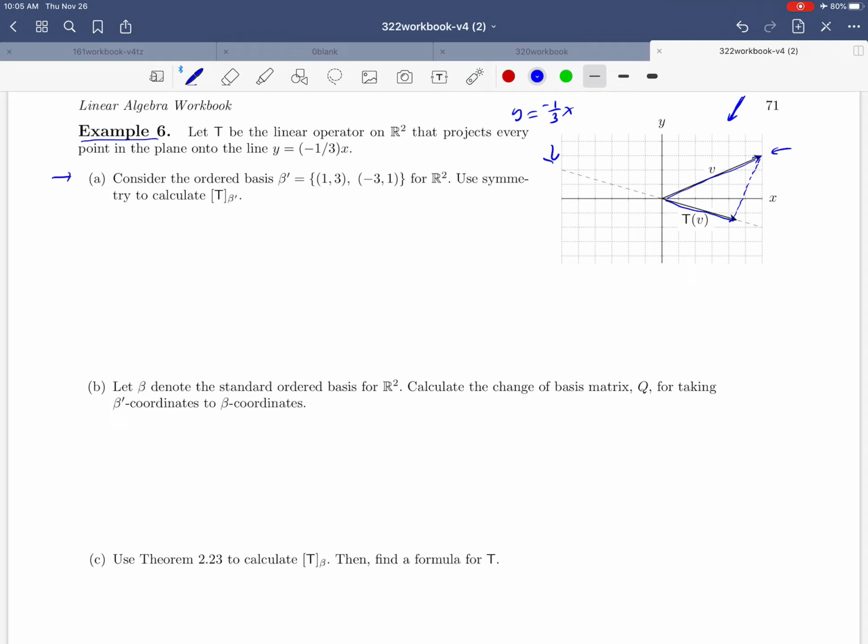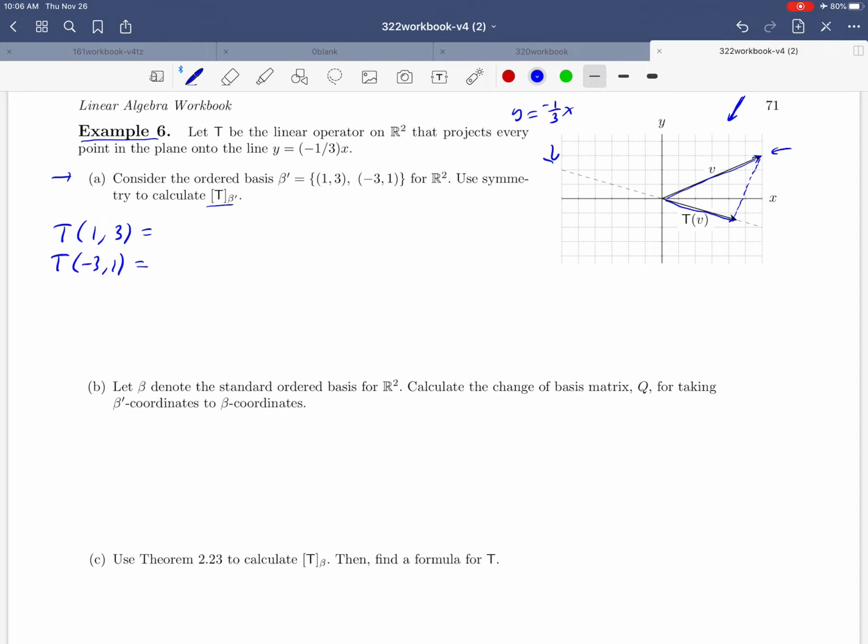Okay, so we're going to start this process by choosing a basis, this time beta prime equals (1, 3) and (negative 3, 1). The purpose for those vectors is, again, we're hoping that determining the vector that we get projected is going to be easy to determine based on the geometry here. So to calculate the matrix of T relative to beta prime, we need to think about what would happen if we plug in our two basis vectors, (1, 3) and (negative 3, 1).